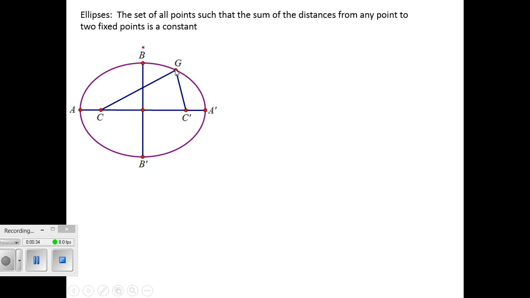The set of points, that means this point G, wherever it is, anywhere on the ellipse. If I add the distance from G to one focus plus the distance from G to the other focus, that's always going to be the same. So here it is. If point G is any point on the curve, then by definition, the sum of the distances GC plus GC prime is always equal to K.